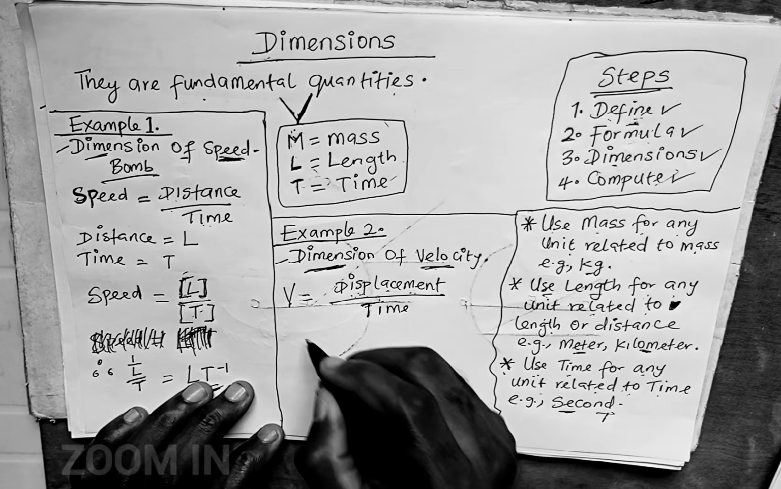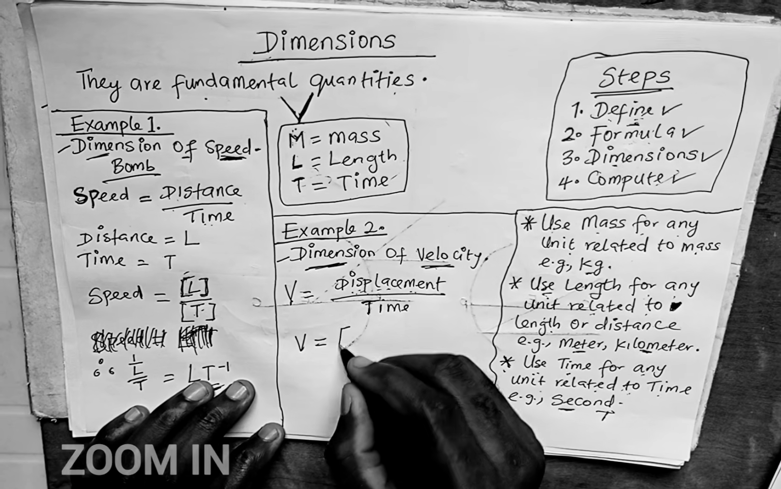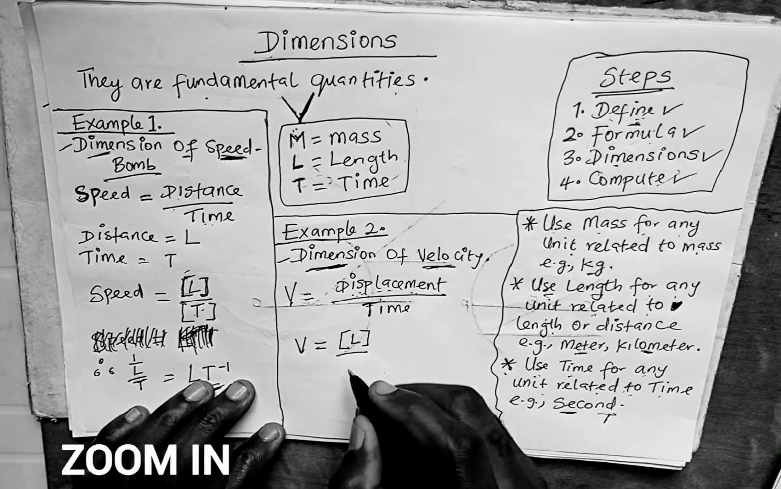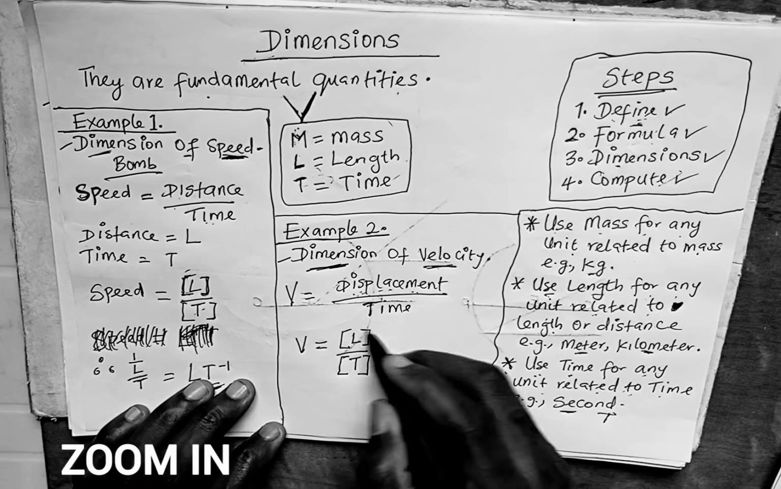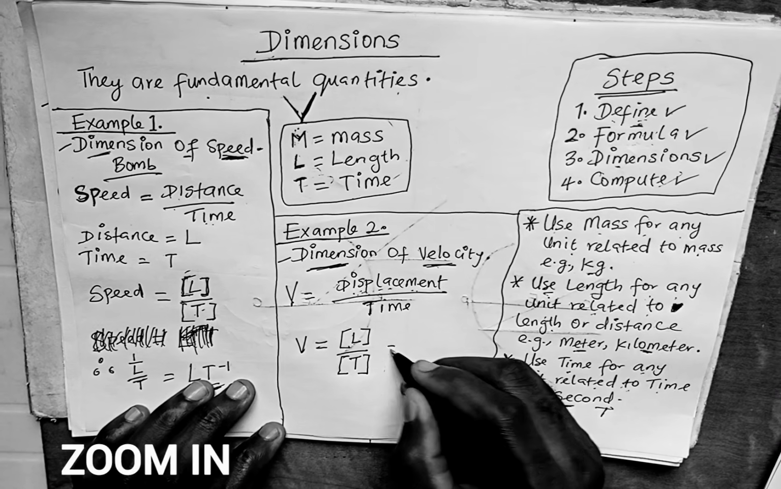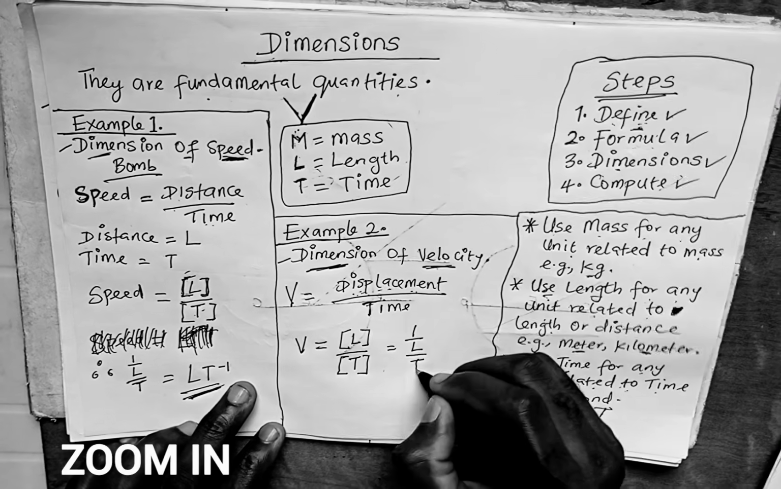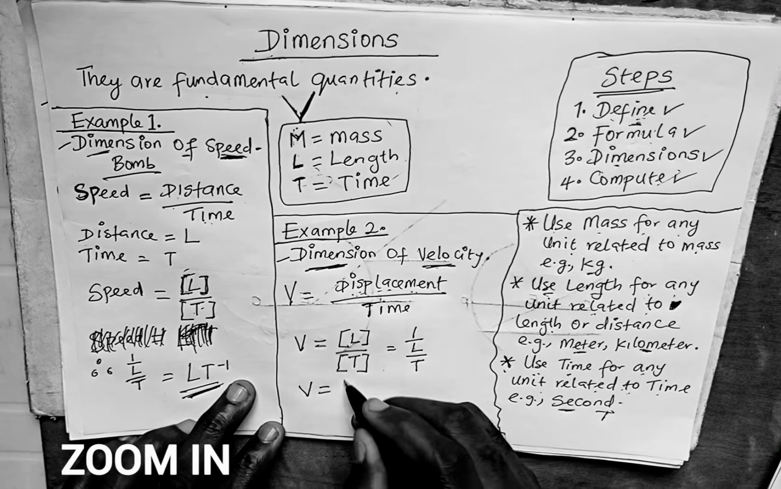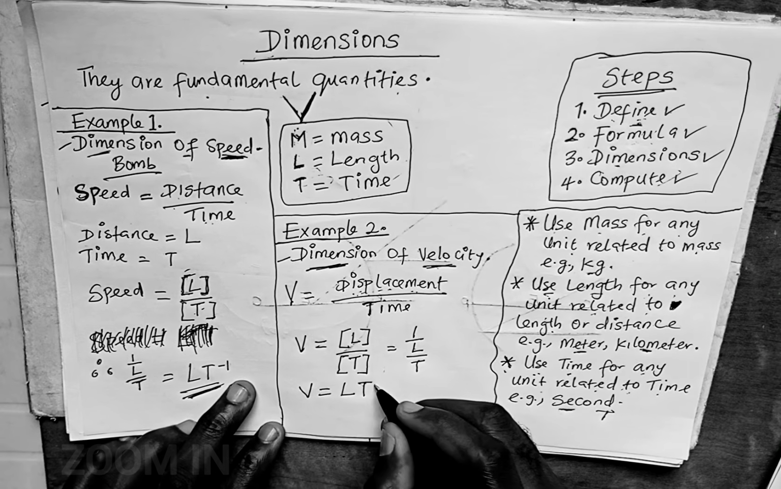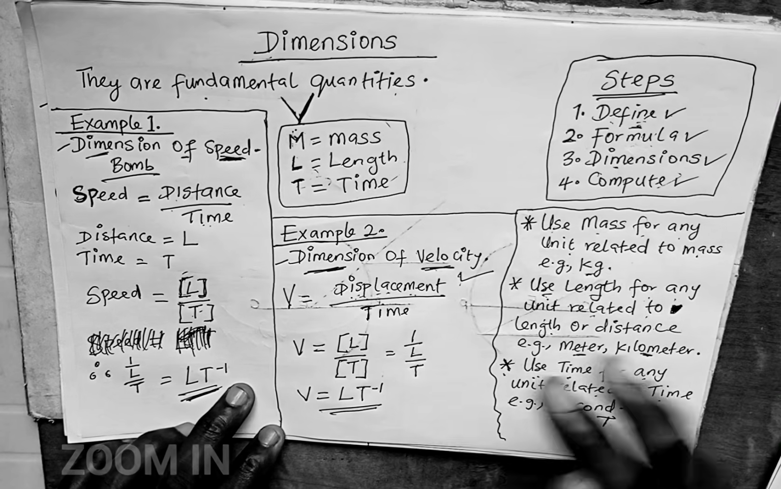So if we compute it, we are now going to have V is equal to displacement, L, in brackets, over T, in brackets. Then if we rearrange this mathematically, the same thing that we did for speed, 1 over L over T, this one will come this side. It will now be V, our velocity, equal to L times T raised to power minus 1. This is the dimension of velocity. Alright.